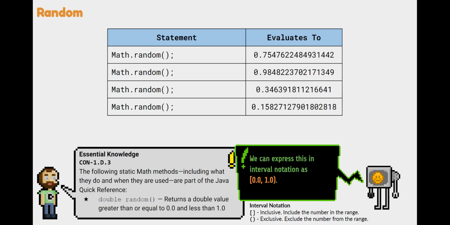We are going to start expressing these ranges in interval notation. If we see a square bracket by a number, that means that number is inclusive, which means that it is included in our range. If we see a parenthesis by a number, that means that number is exclusive and that number is excluded from our range. This all aligns with our essential knowledge that the random method is part of the Java quick reference.